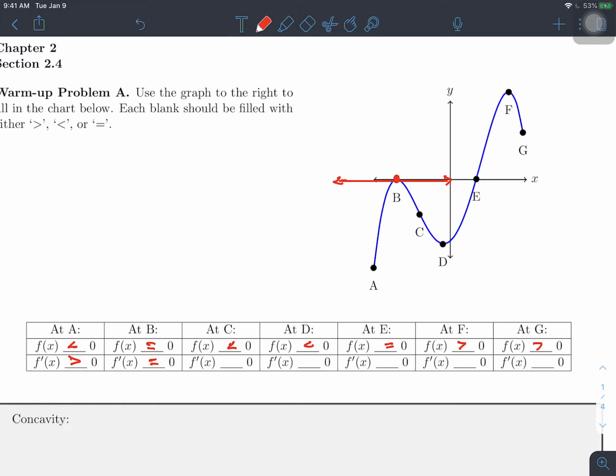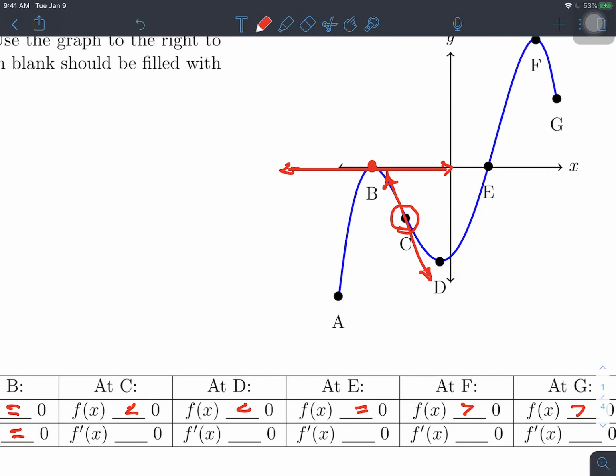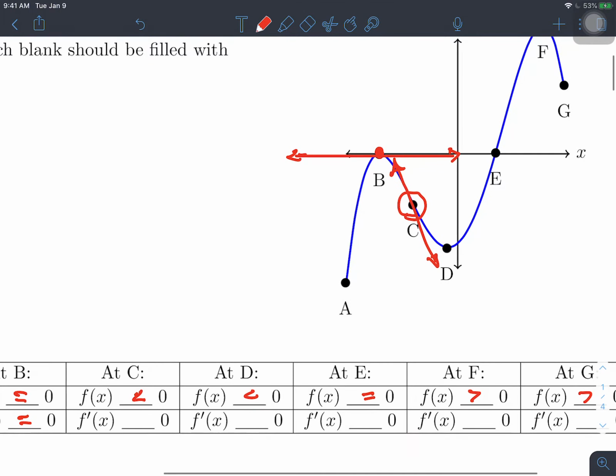All right, next up we've got C. What do we think? Less than, greater than? Yep. I said 0 is greater than. For C? Yeah, because the slope is going down, right? But we said that the slope of our function is going to be negative at this point, right? Would you agree with me? So if the derivative represents the slope of our tangent line, we should have a negative number in here, which means that at C we should have less than 0 in here. Does that make sense?